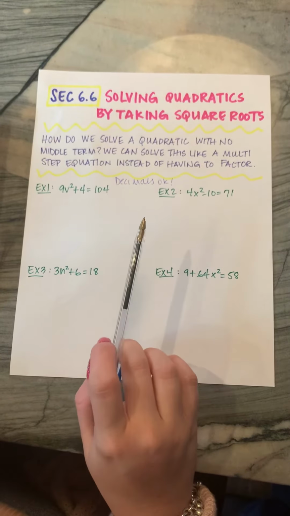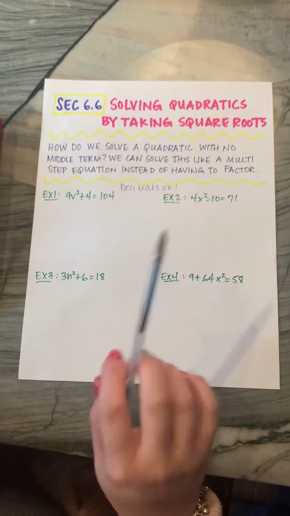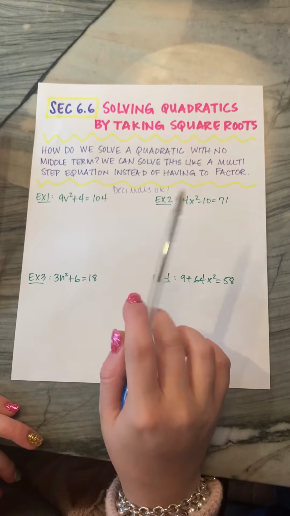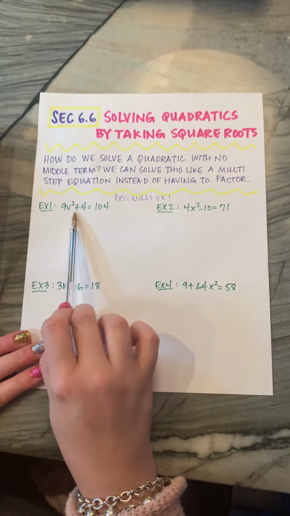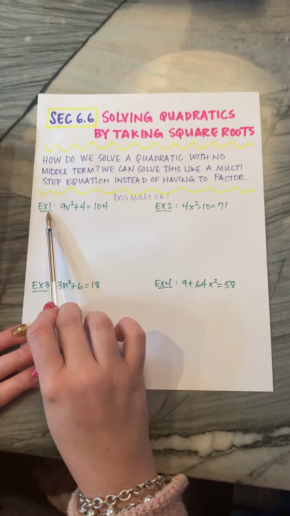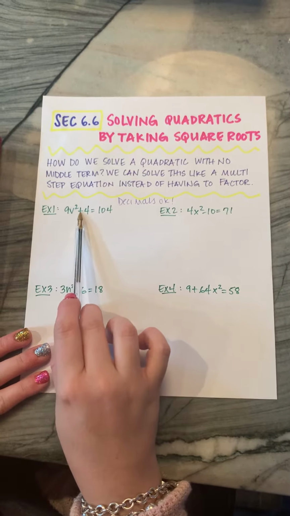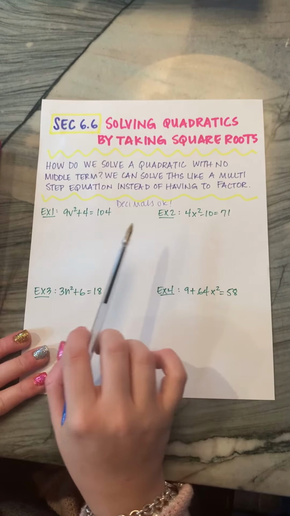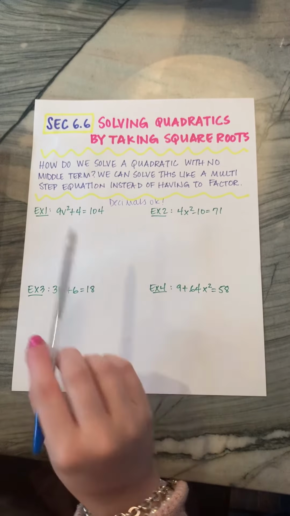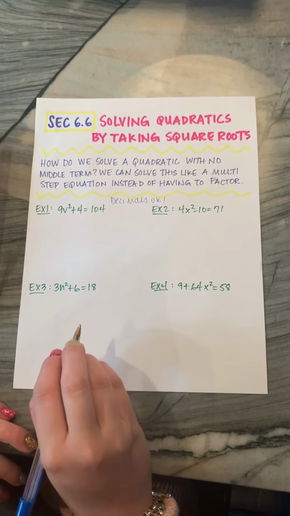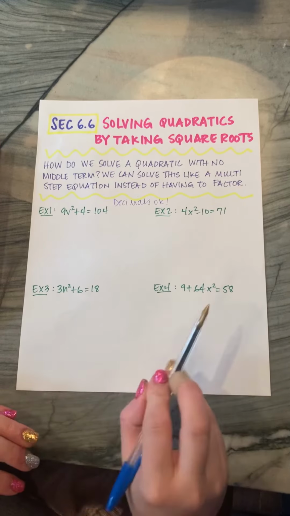Next section, section 6.6, we're going to be solving quadratics by taking square roots. The only reason why we can even do this is because we're missing that middle term here. Just in the case of example 1, we don't have anything that has just a v there. So these are really nice because we don't even have to factor. We can solve them by solving like a multi-step equation. And so these all are going to have the same procedure.